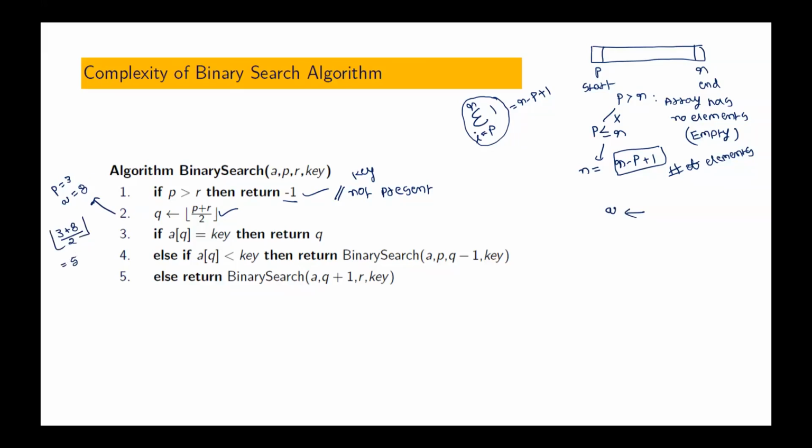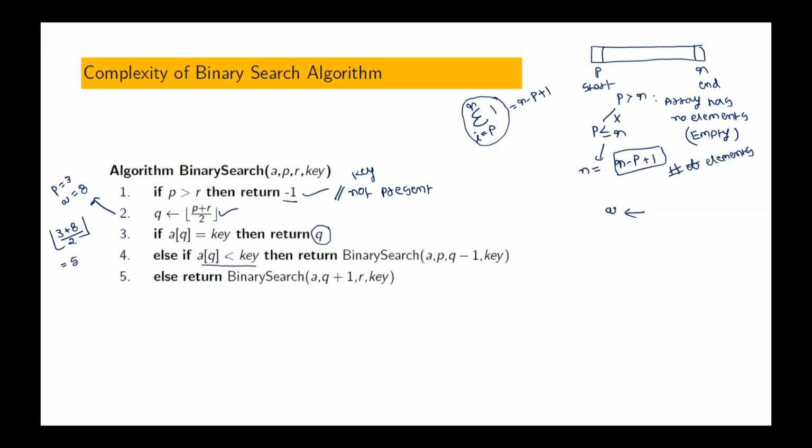Is that okay? Okay. Next we compare the key with the element at position Q. If both are equal, then we say that Q is the required position. Otherwise, what does A of Q less than key mean? Is the key on the left side or the right side? The key is on the right side, in this case.